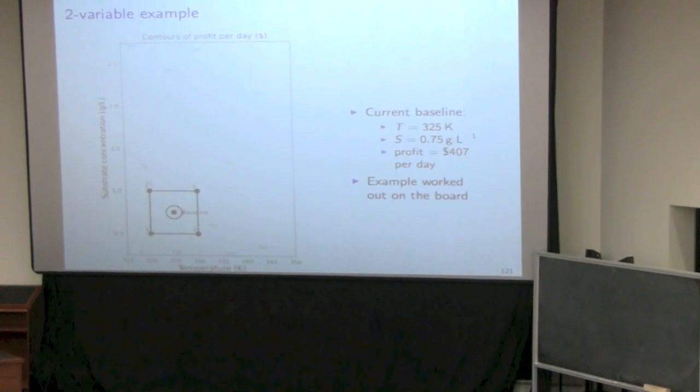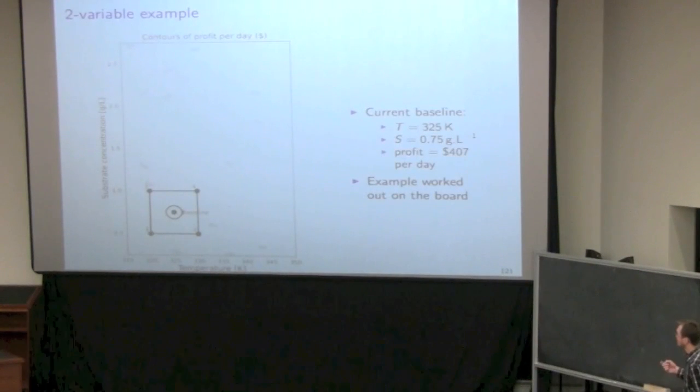A good rule of thumb, if you've got no extra knowledge, no prior knowledge, like Omar said, no operational knowledge, is use about 20 to 30% of the range that's allowable. So here's a range of about 40 units. So 20% of 40 units is about 8 to 10 Kelvin, and that's exactly what that corresponds to. So T lower bound 320, T upper bound 330, substrate concentration 0.5 and 1.0.